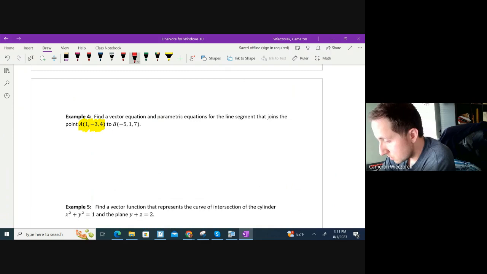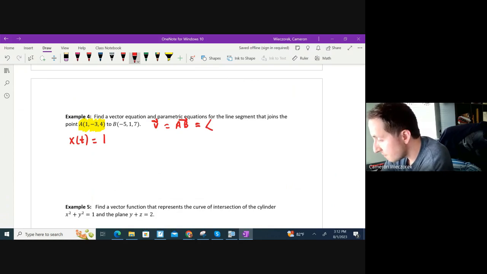The way it works, my x of t, I'm going to start at 1, and then I'm going to look at the change, the direction vector that moves from A to B. So my direction vector in this case, v, would be the vector AB. And I'm going to subtract those endpoints component by component to figure out my direction vector. So -5 minus 1 would be -6. 1 minus -3 would be 4. 7 minus 4 would be 3. And so the x component is decreasing by 6 units. So this would be 1 minus 6t.